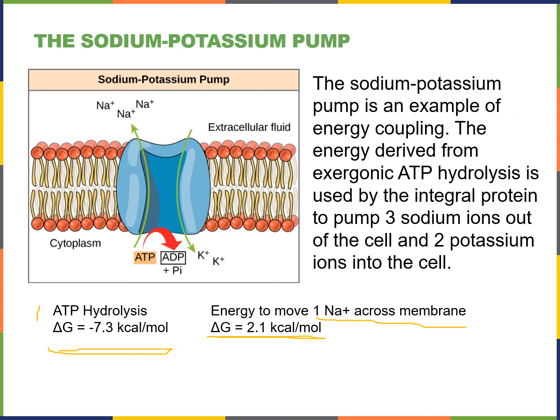Okay, so again, apply the first law of thermodynamics. Energy can never be created nor destroyed. So we have 7.3 kilocalories per mole to work with here, so this number cannot exceed 7.3. So the most I can do is multiply 2.1 by 3, and that's going to give us 6.3. Right? So we can only move 3 sodium ions across the membrane with 1 ATP hydrolysis reaction.